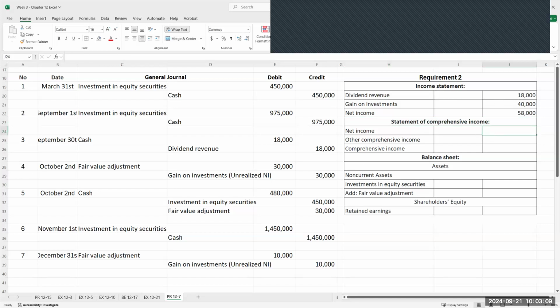Next, we factor in our statement of comprehensive income. So with our statement of comprehensive income, we start off with our net income of $58,000. There's nothing impacting our other comprehensive income. So our comprehensive income is equivalent to our net income. And now we move on to our balance sheet.